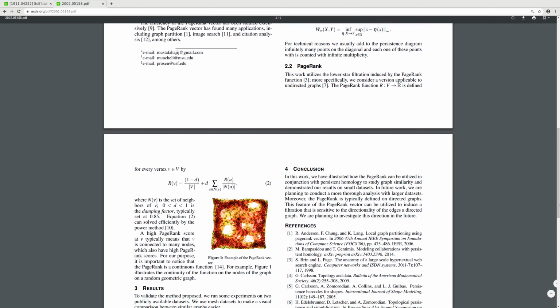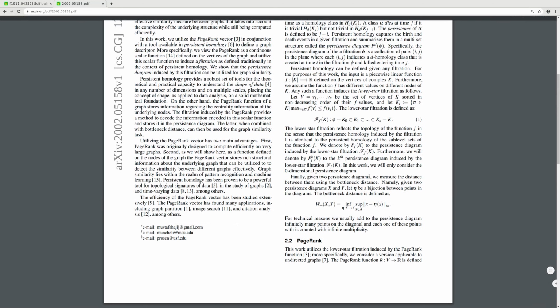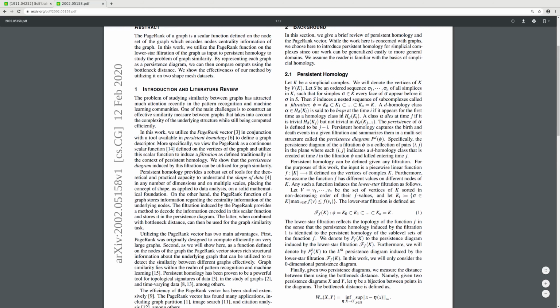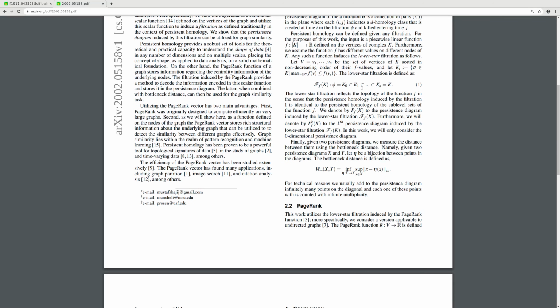PageRank. Well, just to summarize, if I understand correctly, what they do here is, when having this function on the vertices of the graph, they create these subsets of vertices which have some value lower than something, and then between these subsets they define the persistent homology, am I right? No, these subsets are the filtration, and then I guess they will look at the homology of those different subsets.